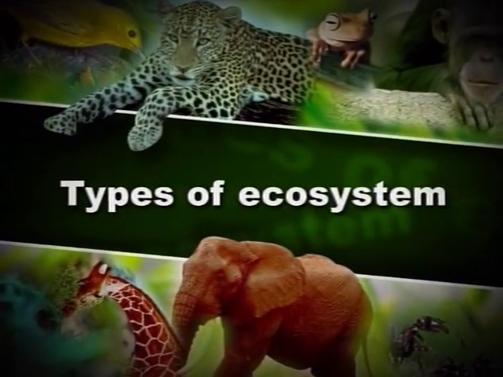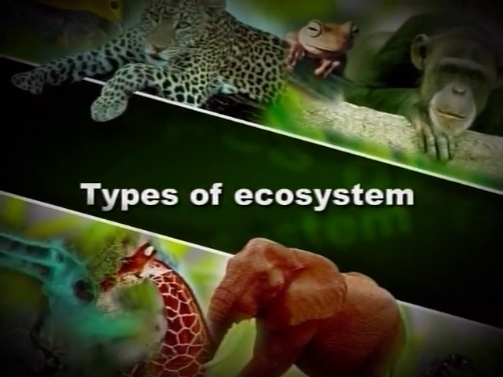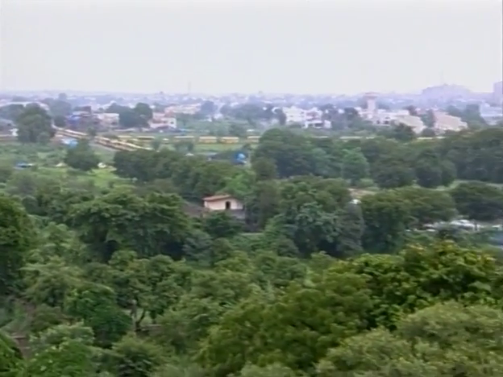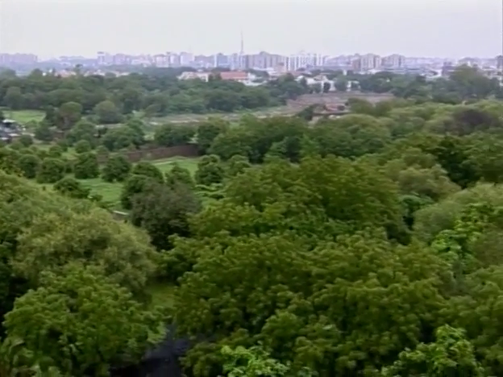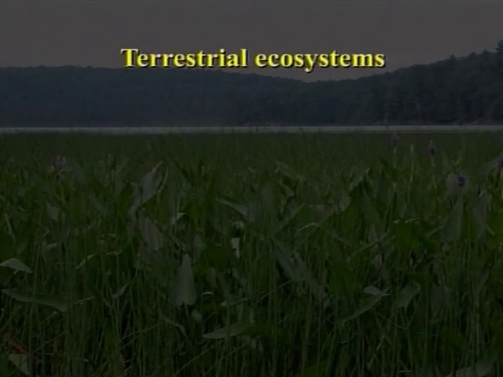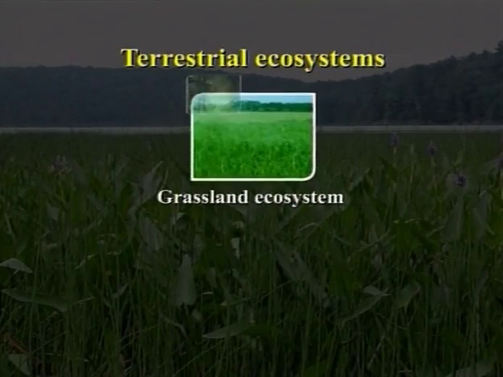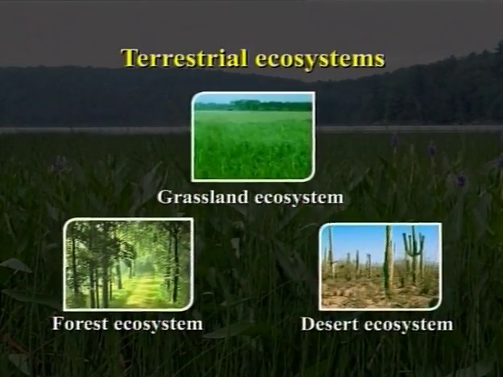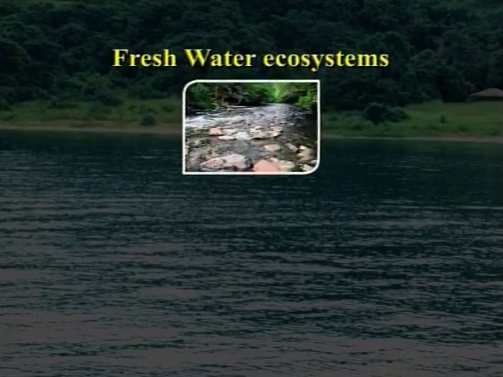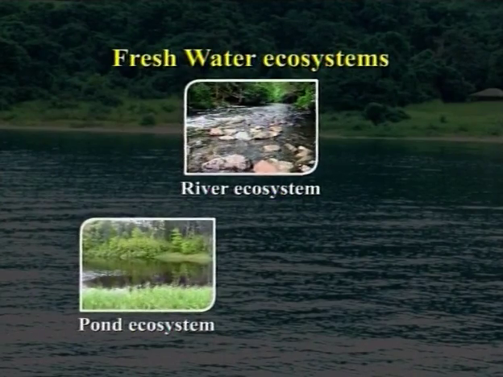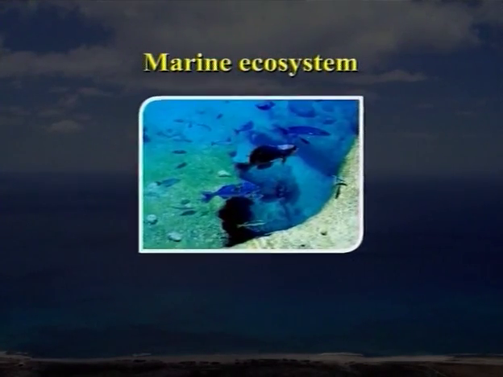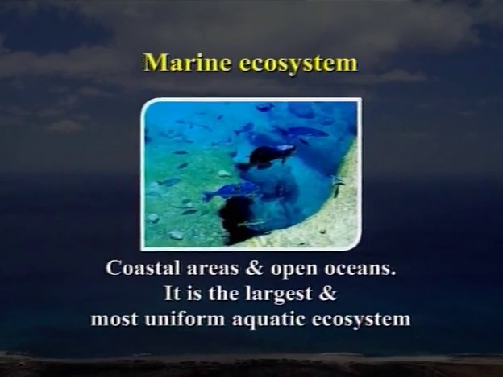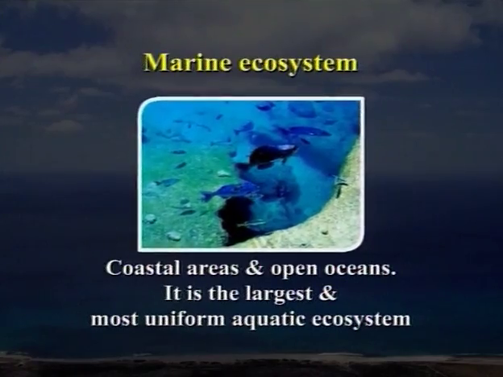Now let us study more about types of ecosystems. Types of ecosystem on basis of their nature: natural ecosystem and artificial ecosystem. Natural ecosystem can be of three types. Terrestrial ecosystems, which include grassland ecosystems, forest ecosystems, and desert ecosystems. Freshwater ecosystems, including river ecosystems, pond ecosystems, and lake ecosystems. Marine ecosystem, including coastal areas and open oceans. It is the largest and most uniform aquatic ecosystem.